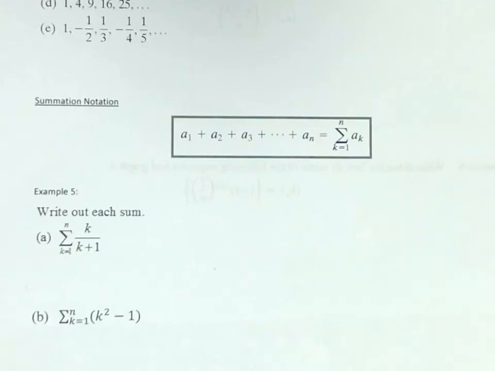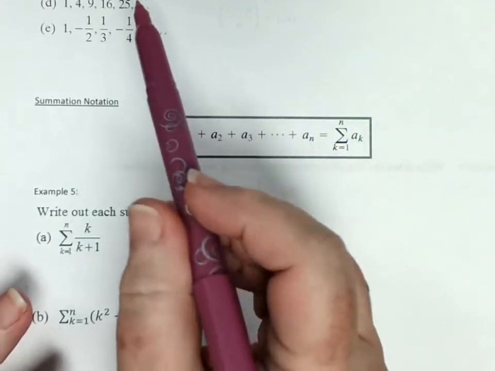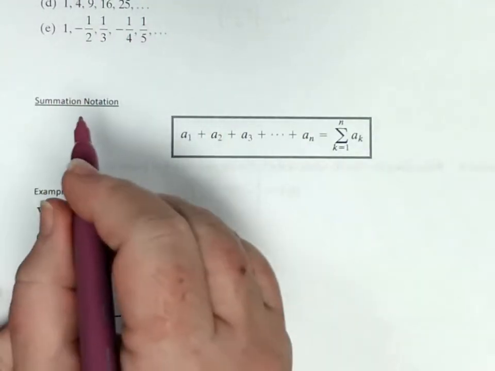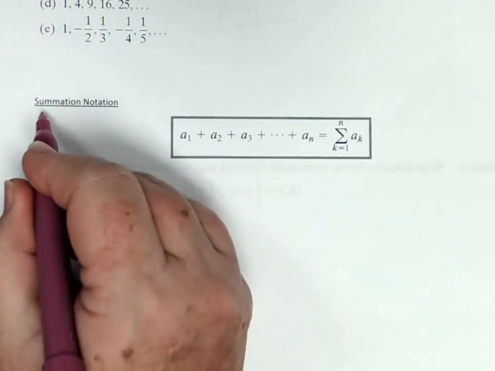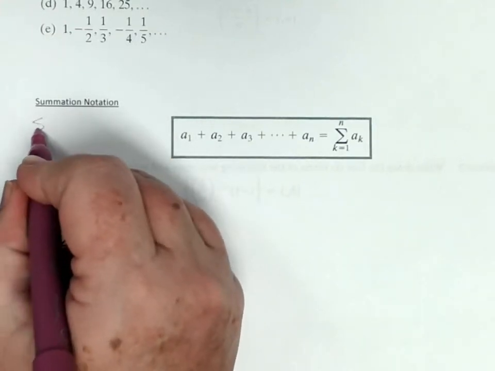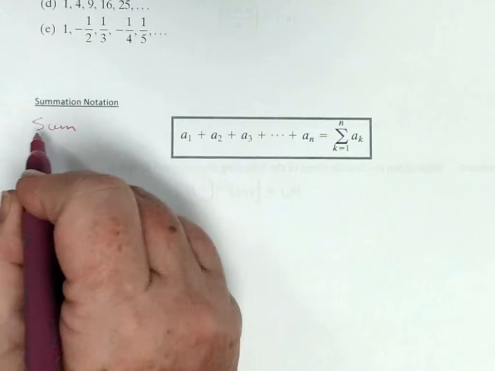So the last video of 12.1 was working through finding patterns and sequences. This video is called Summation Notation. Summation means to add. Think about the word sum. The sum of something is added up.